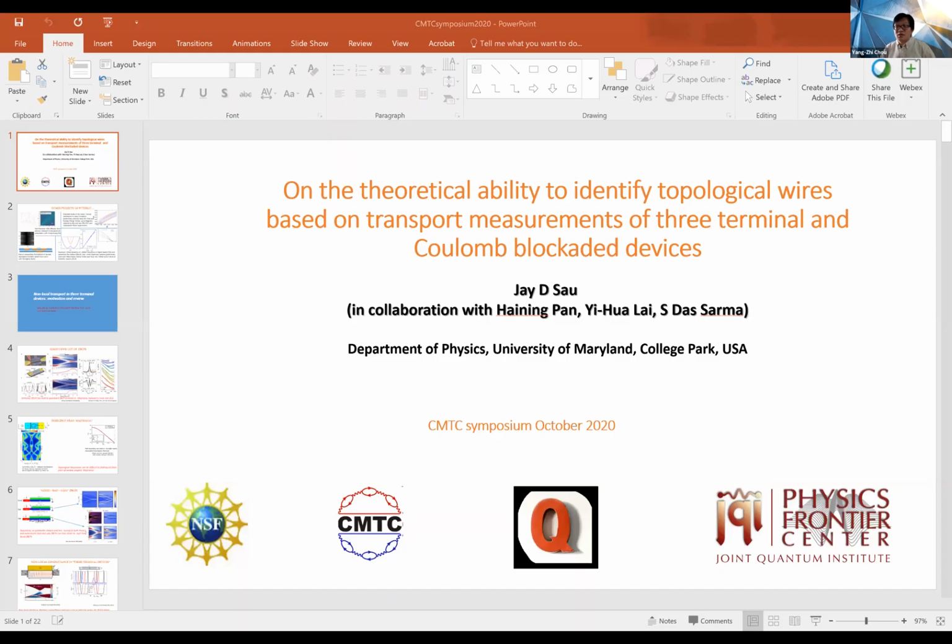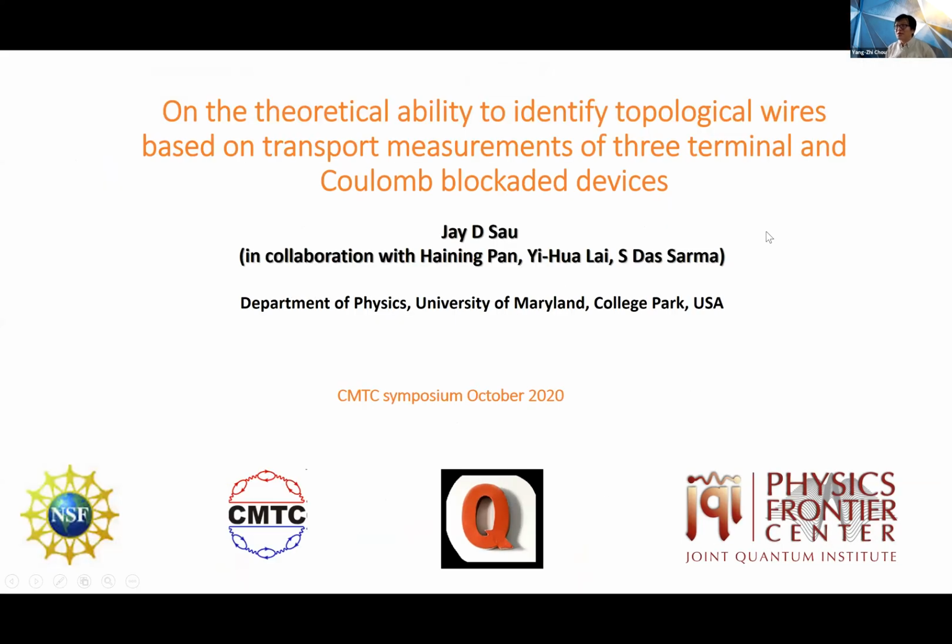Our next speaker is Jay Sau. He's a professor in Maryland. I think I don't need to give an introduction. Today he's going to talk about the theoretical ability to identify topological wires based on transport measurements of 3-terminal and Coulomb blockade devices. Jay.